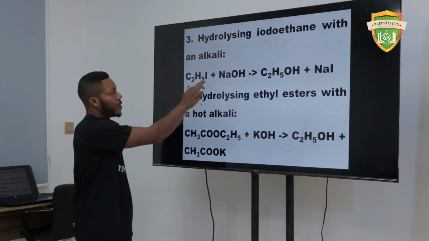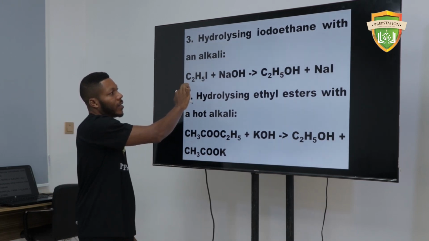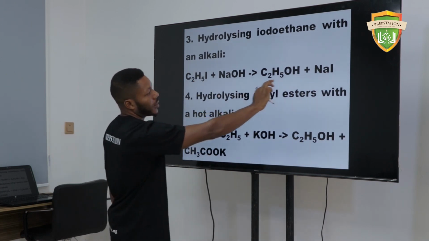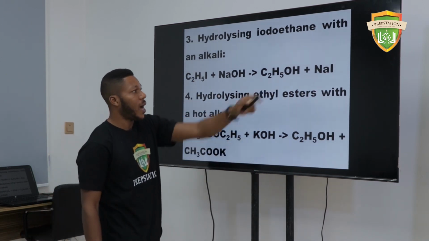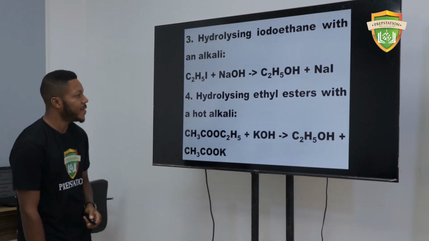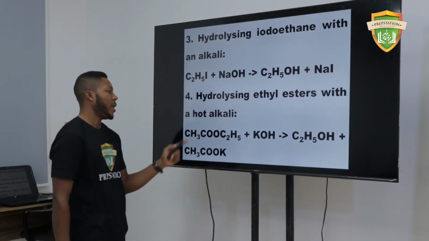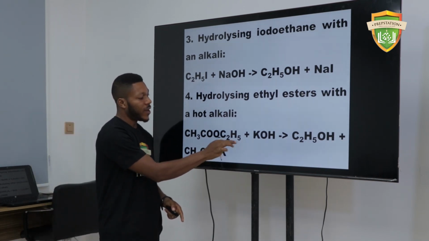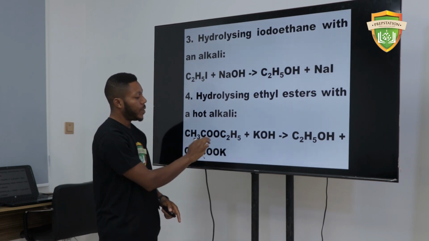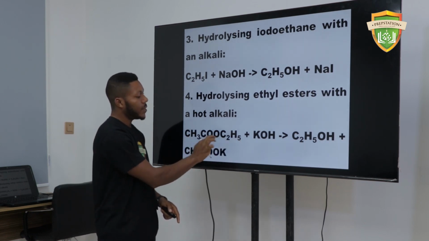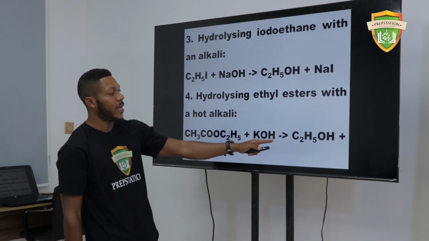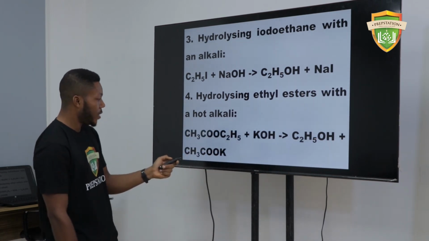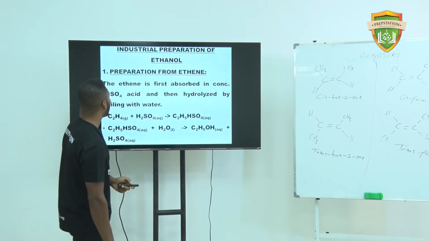Then 3, hydrolyzing iodoethane with an alkali. This is iodoethane. This is sodium hydroxide. When you hydrolyze these two, you give us what? Alkanol, with the release of sodium iodide. Number 4 is hydrolyzing ethyl esters with a hot alkali. So this is an ester, precisely ethyl, C2H5, ethyl ethanoate. Ethyl ethanoate with what? Potassium hydroxide. You give us what? Ethanol and potassium ethanoate.